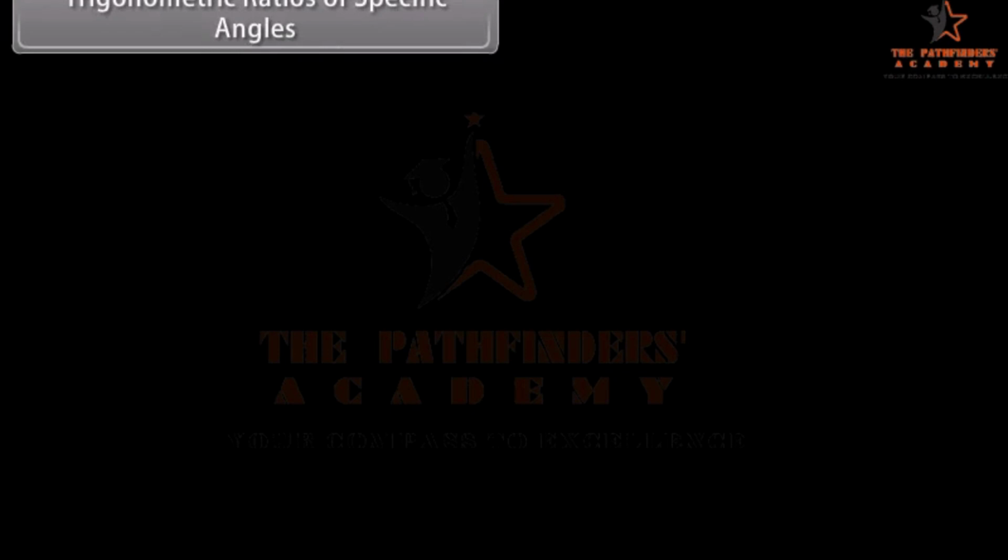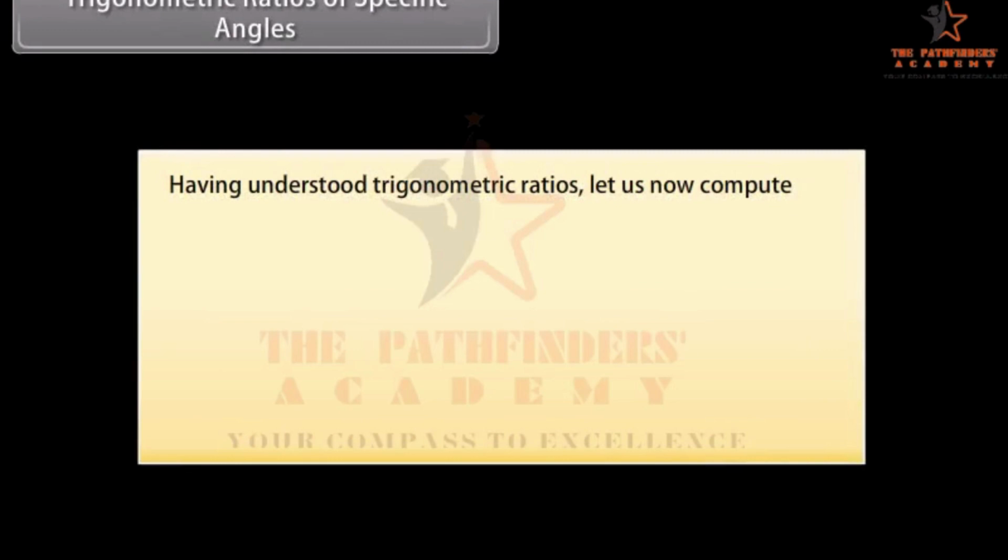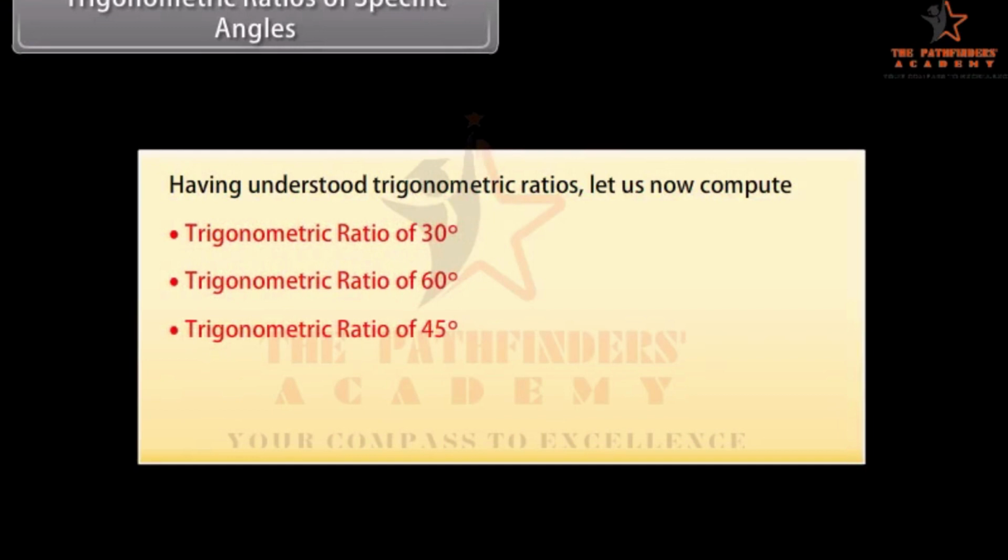Trigonometric ratios of specific angles. Having understood trigonometric ratios, let us now compute trigonometric ratios of 30 degree, trigonometric ratios of 60 degree, trigonometric ratio of 45 degree, trigonometric ratio of 0 degree, trigonometric ratio of 90 degree.